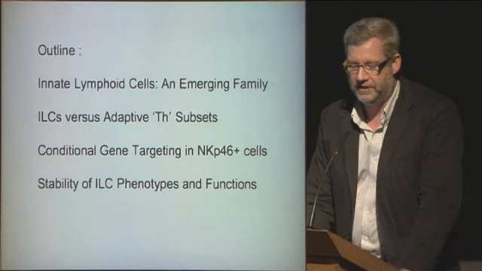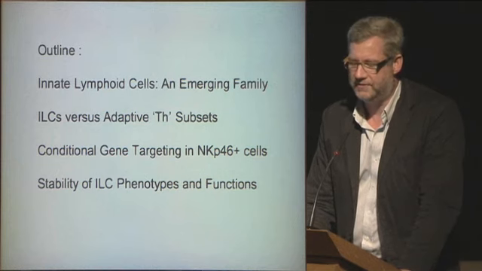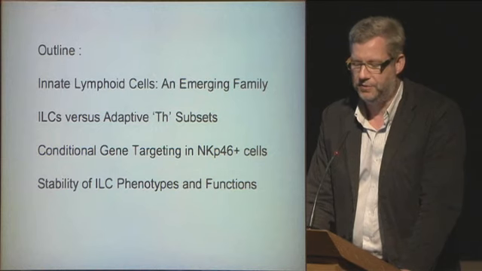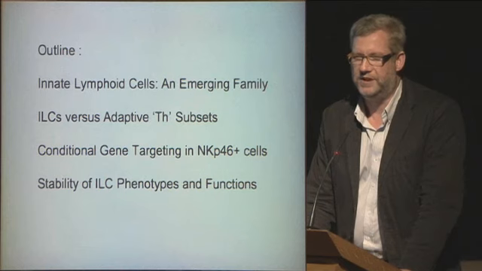Following that, I'd like to compare these ILCs with more classical T helper cell subsets, give some ideas about the way we think about studying them, their roles, and how they might have evolved. Then in the last part, some unpublished data on approaches we're taking to dissect ILC biology using conditional gene targeting, specifically in cells expressing NK markers, so classical NK cells and these IL-22 producing NK-like cells, which also leads into questions related to their stability and plasticity in terms of phenotypes and functions.